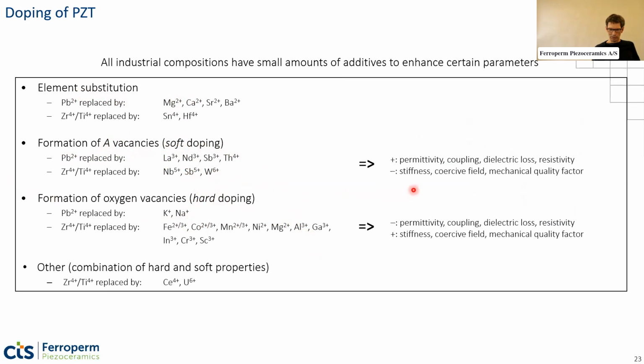And you see the effect here that for soft doping, you generally raise some coefficients and some properties, and some others are decreased. And for hard doping, it's very simple. The sign is reversed. So, for example, permittivity that went up for soft doping will go down for hard doping.